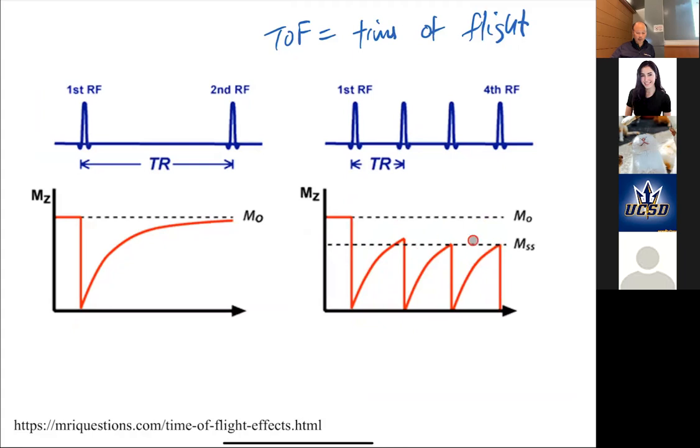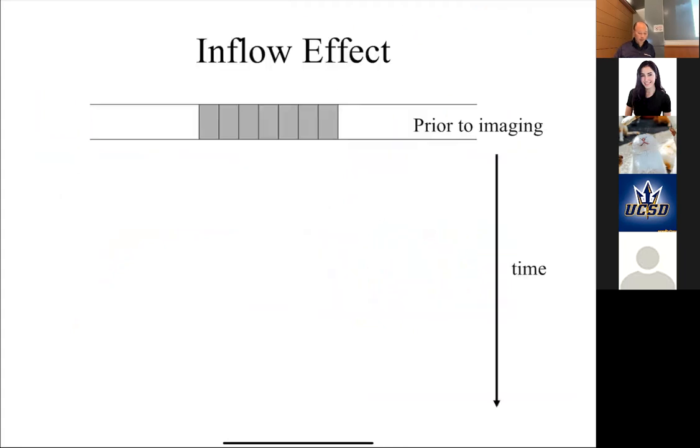And so it turns out that we can actually use this in what's called the inflow effect. And this is a nice example of something that in some instances is an artifact. Like, things appear bright, or your signal is enhanced by flow coming in. So in some circumstances, people think this is an artifact, but this is a case where an artifact becomes your signal. So here's the idea. Here's the magnetization before you started imaging, and this is time.